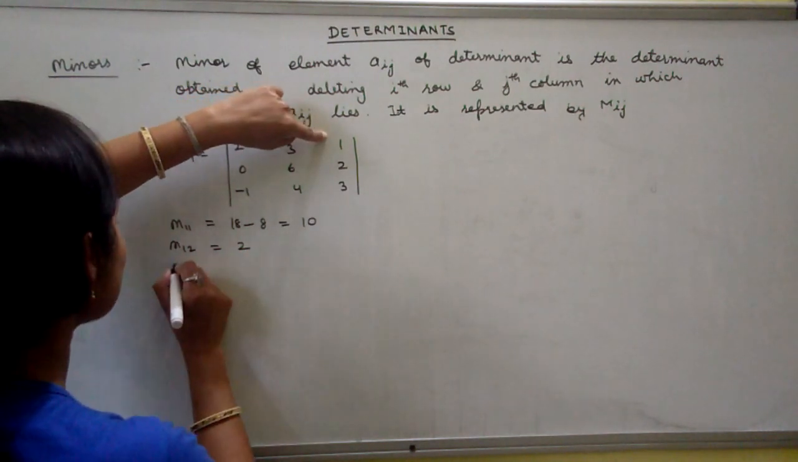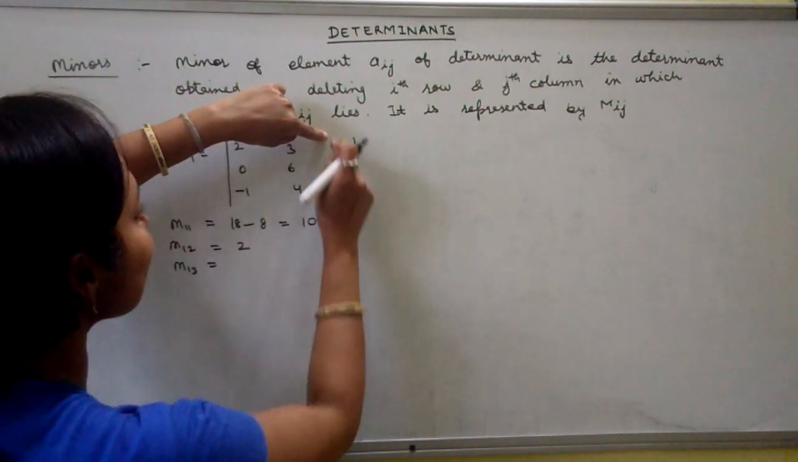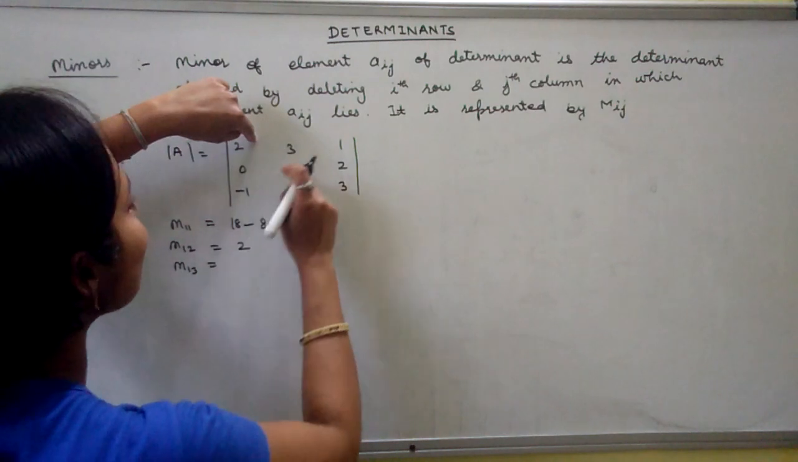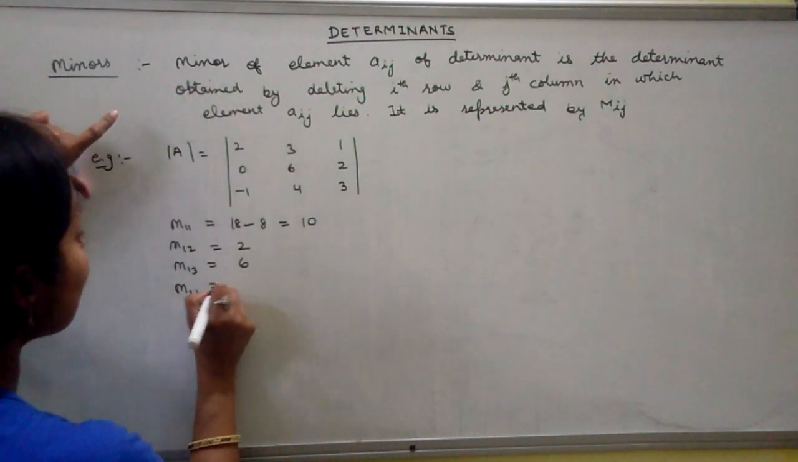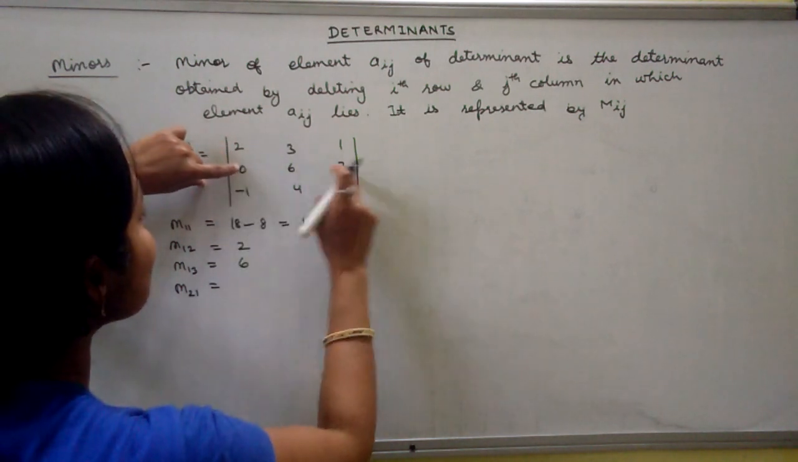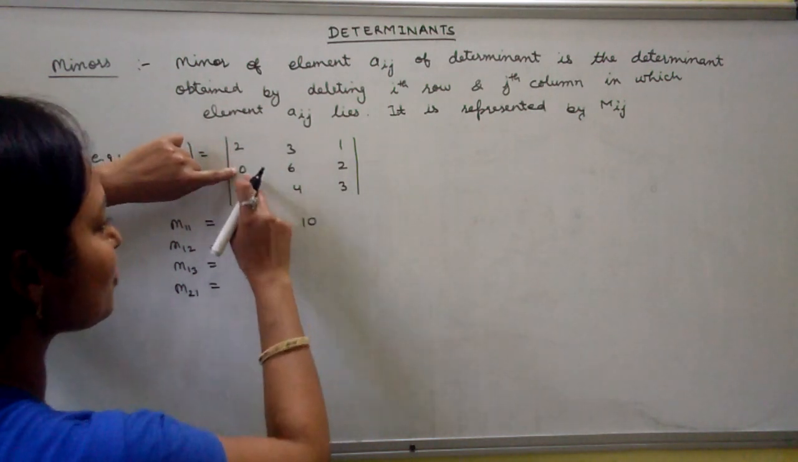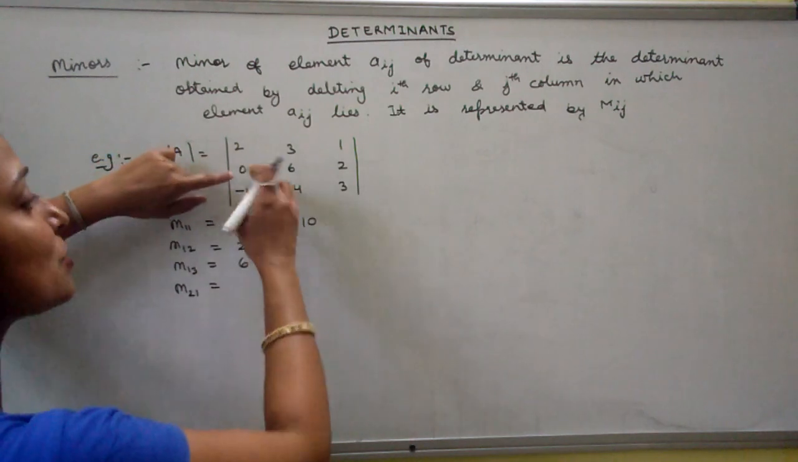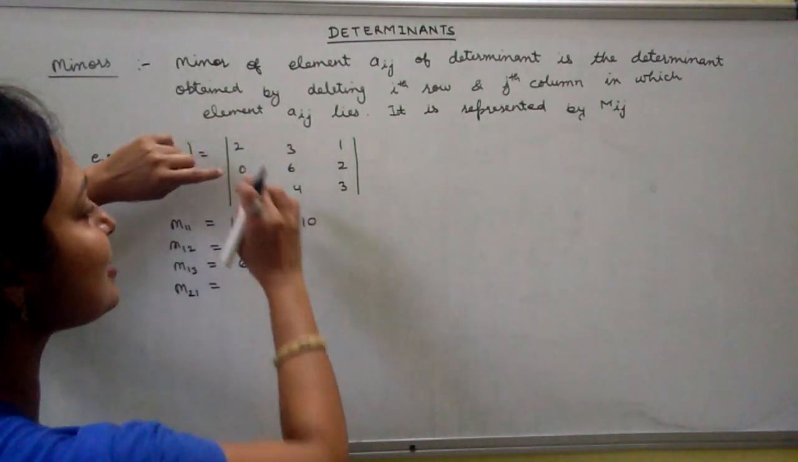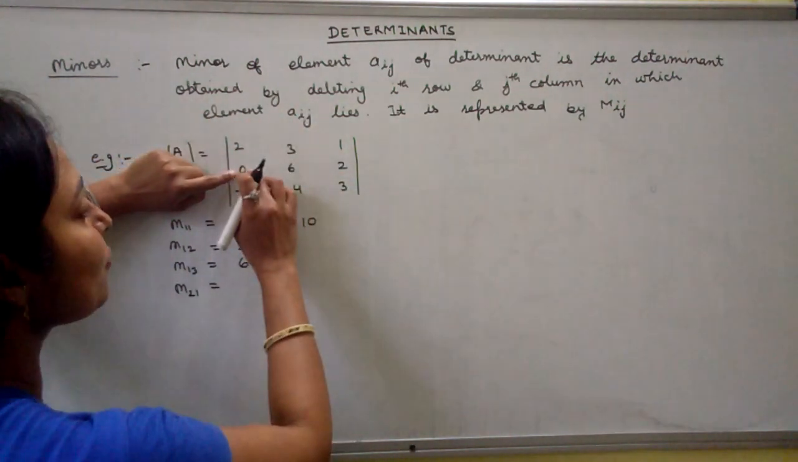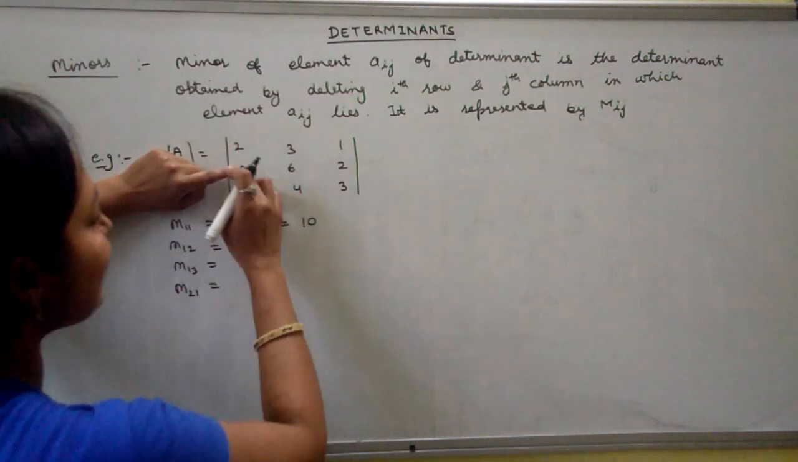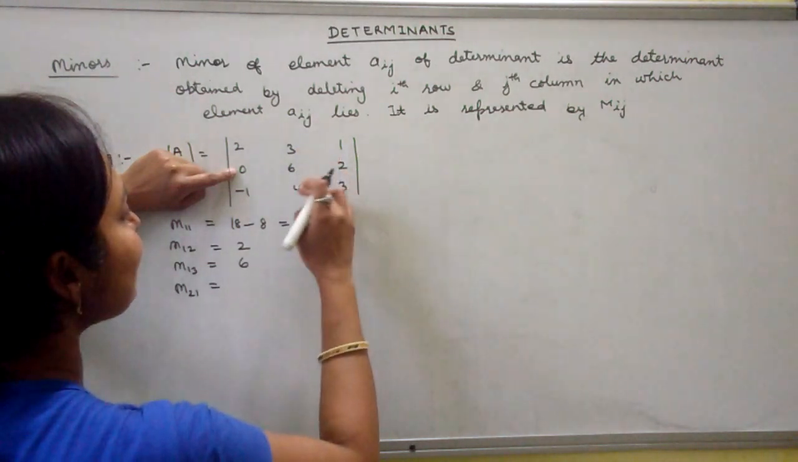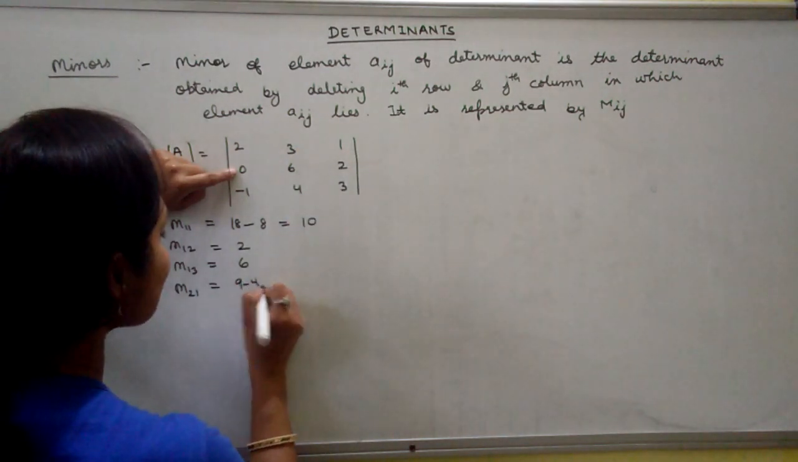Now come to M13. How can we find this? This row and this column will cancel. 0 plus 6, that is 6. Now come to M21. This row and this column will cancel. What is the value of that minor? I should not keep in mind that there is a 0, so all the terms become 0. No, this is the minor of this one, so ignore this value. This and this will cancel. 3 3s are 9, minus 4, 9 minus 4, that is 5.